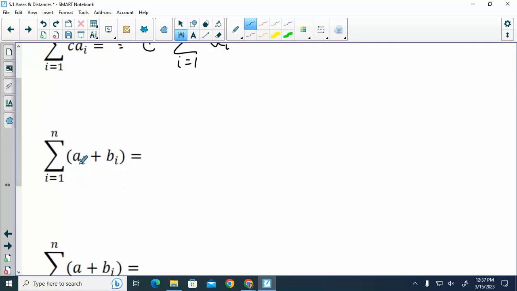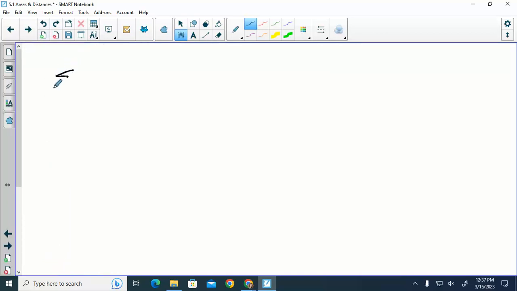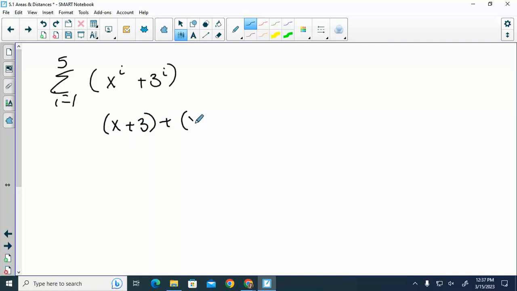Second one. If you're adding up a sub i plus b sub i, so it might be I'm going to add up from 1 to 5 of x to the i minus 3 to the i. And so when you add these, you get an x plus 3 plus an x squared plus 3 squared plus an x cubed plus 3 cubed, right?